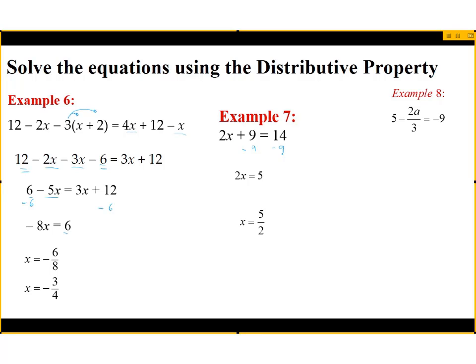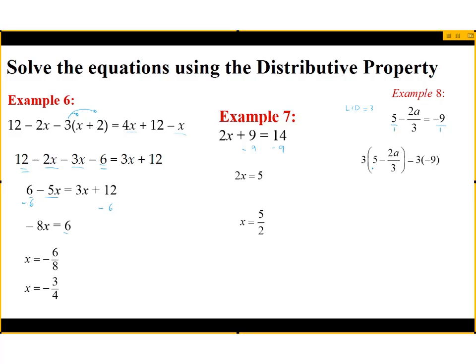Next one, 5 minus 2a over 3 is equal to minus 9. Here I can multiply each term by the LCD, by 3. So if I look at this as being 5 over 1 and minus 9 over 1, the LCD is 3. If I multiply each term by the LCD, you would eliminate all the fractions. That's one way to do this.